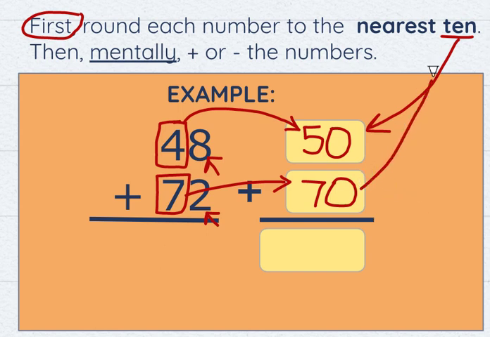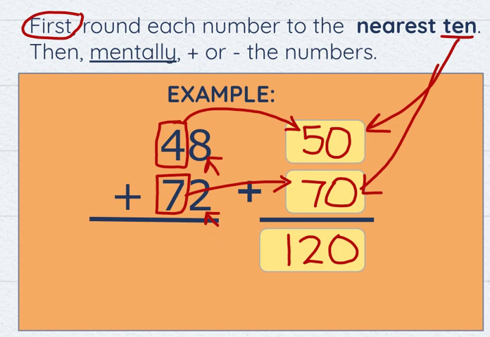70 is also rounded to the nearest 10. So that's easy to add in our head. 50 plus 70 is 120. The zeros would just stay the same in the ones place, and the 5 and the 7 add to 12. That was pretty easy to add in our minds.